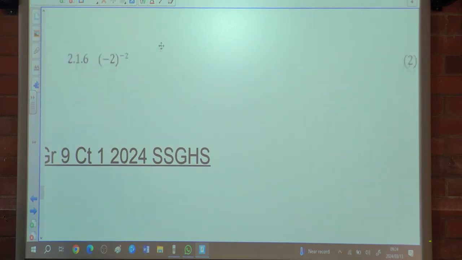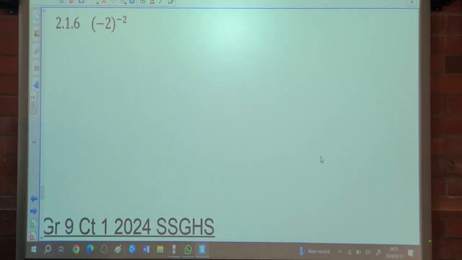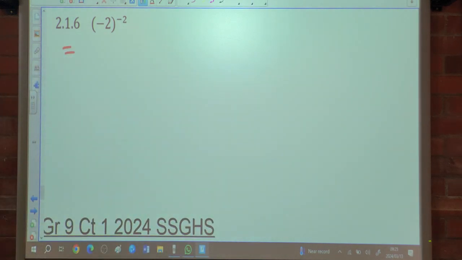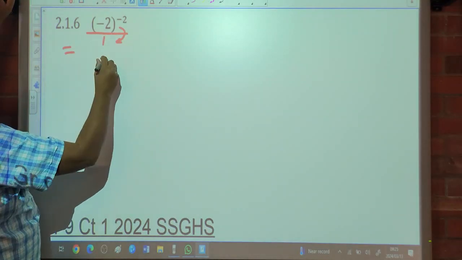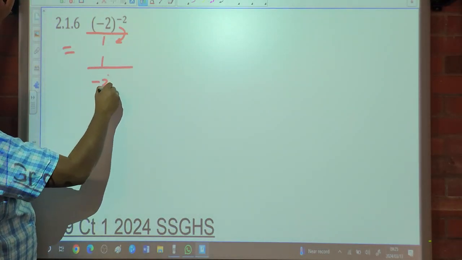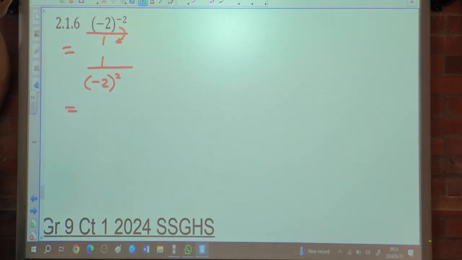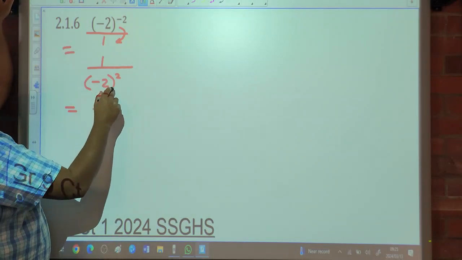The next one. Many screwed this up. What's the answer? Well, not positive 4. Many wrote that wrong. Okay, with a negative exponent, what's going to happen to this base? Go to the bottom. So it's 1 over negative 2 squared. So negative, relax. What's negative 2 squared? Negative squared is positive, 2 squared is?